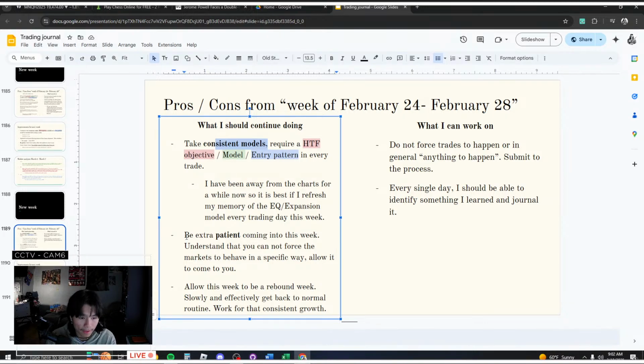Second, being patient, being extra patient coming into this week because of my vacation from the charts. I don't know where I'm at mentally. I don't know where I'm at psychologically when it comes to trading. So I don't want to go into this week with the basis that I can just be back to normal. I'm going to allow myself this week to be a little bit more patient and not too rash.